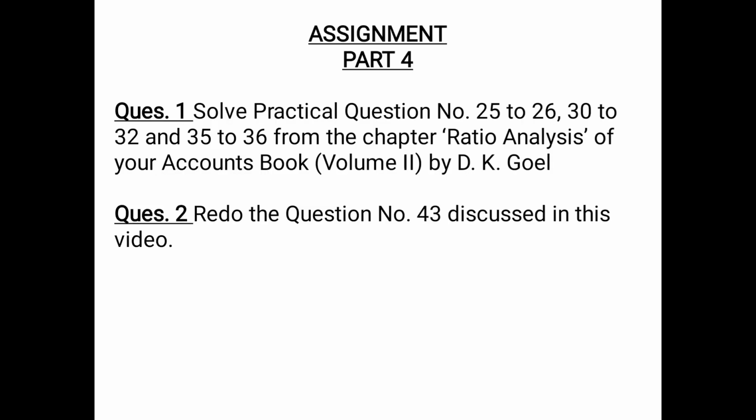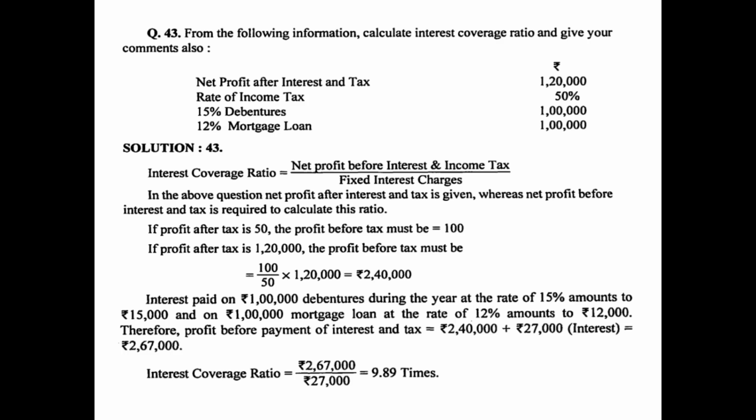Now this is the assignment based on this part. Question number 1, you have to solve practical questions number 25 to 26, that means 25 and 26, 30 to 32, that means 30, 31 and 32, and 35 to 36, that means 35 and 36. So altogether 7 questions from the chapter Ratio Analysis of your Accounts book, volume 2 by D.K. Goel. Question number 2, you have to redo question number 43 discussed in this video. That means you have to redo this question on your own in your register. So altogether both the questions you have to do in your register.